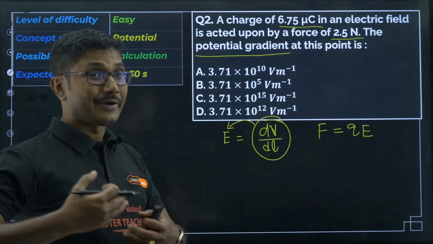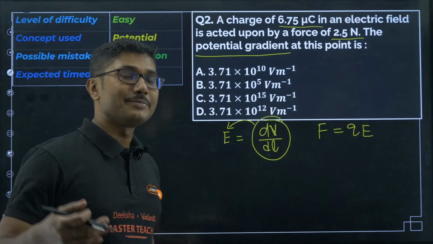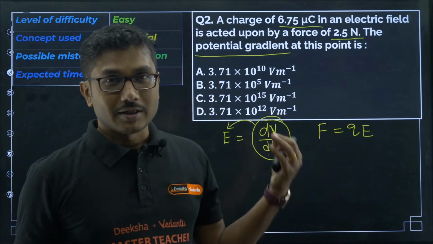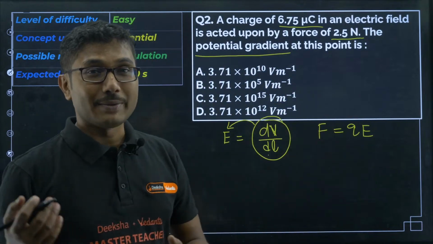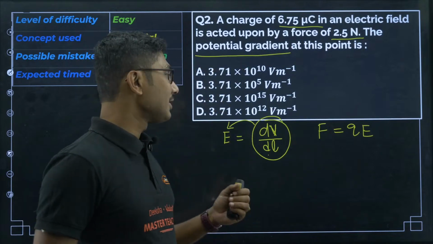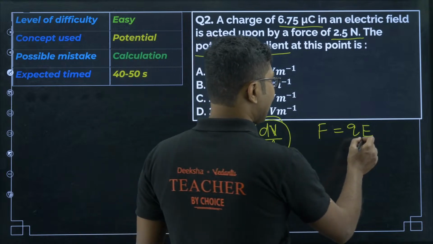Even though the question language seems difficult, what is potential gradient, how to find it? Potential gradient means, gradient you have learned in your mathematics class. It represents the slope of the graph. Slope means dy by dx, right? Similarly, in the case of potential gradient it is dV by dl. So we have to just calculate this E.